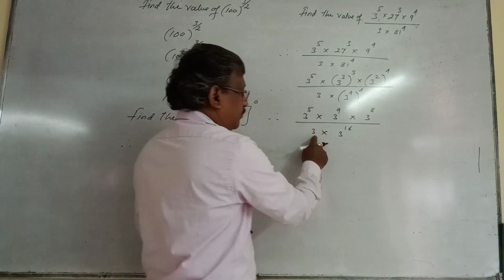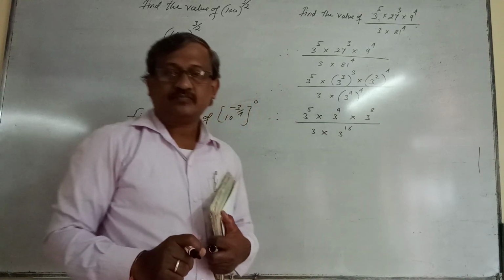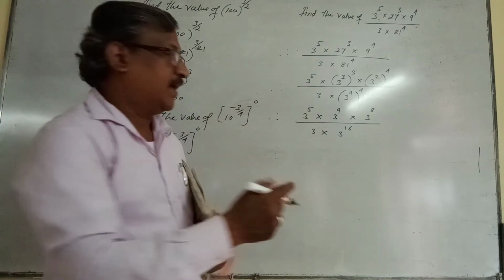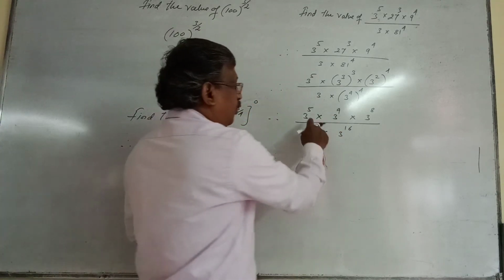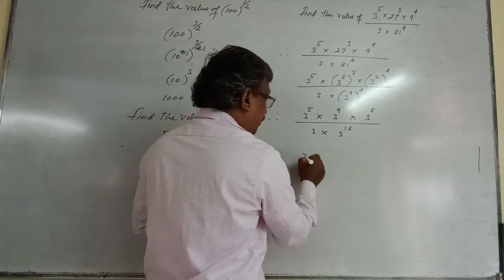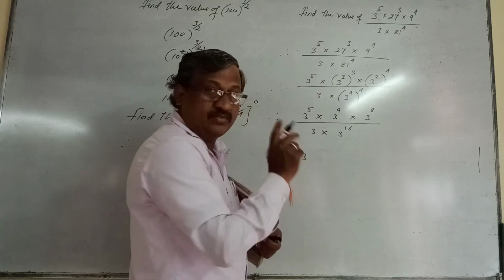Now if you see here, everywhere I get base 3. Everywhere I have got the base same, which is 3. So easily I can solve this multiplication as well as the division. At the numerator place as well as the denominator place, my base is 3. You write that common base 3.